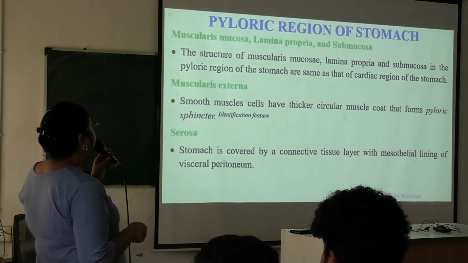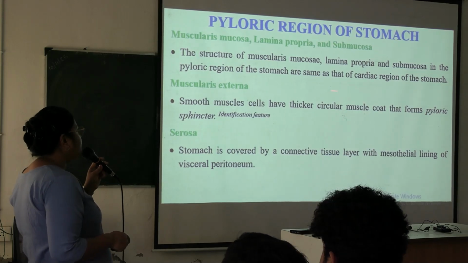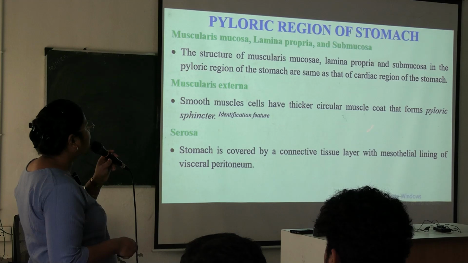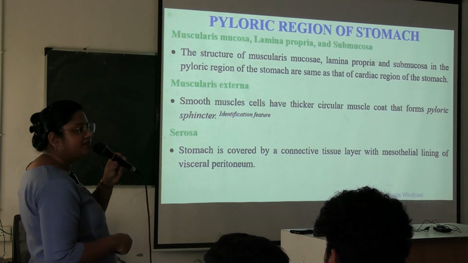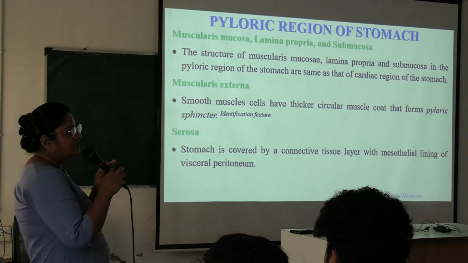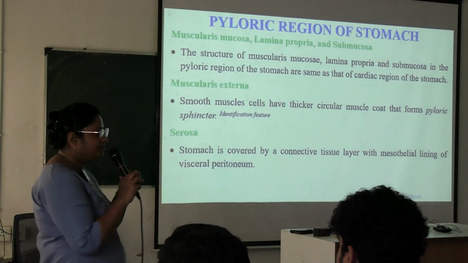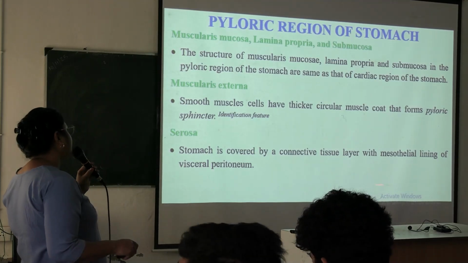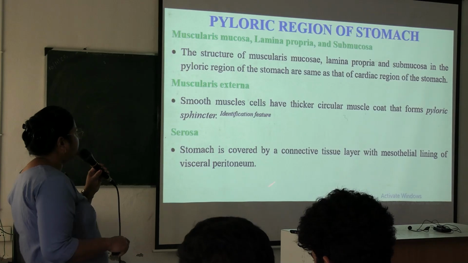The muscularis mucosa, lamina propria, and submucosa in the pyloric region are the same as the cardiac end, but the smooth muscle has a thicker circular muscle layer that forms the pyloric sphincter. That is the difference. The circular muscle layer is thickened to form the pyloric sphincter. Next is the serosa. The stomach is covered by a connective tissue layer with the mesothelial lining of the visceral peritoneum.